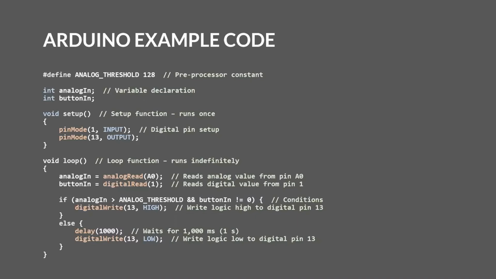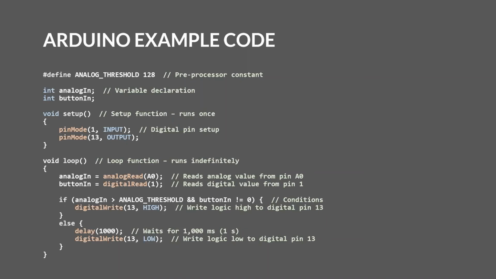So in this case, we're saying, okay, if the analog input that we've just read from pin A0 is greater than our analog threshold, which, if you remember, was 128, and our button in is not equal to 0, so our button is pressed, essentially, then if that is true, we are going to do a digital write to pin 13. That is writing either a 1 or a 0, a logic high or a logic low. And in this case, as you can see, it's a logic high, but we write to pin 13.